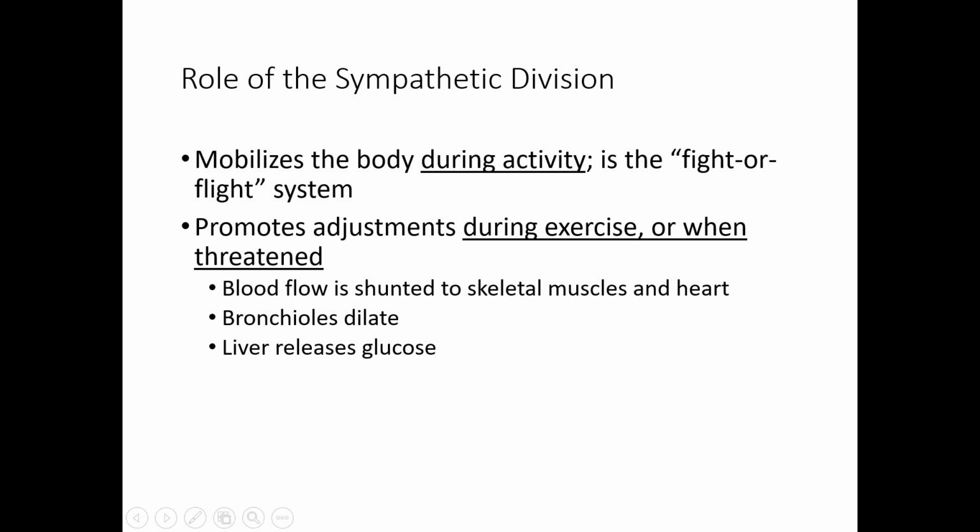Heart rate increases, blood pressure increases. Bronchioles in the lungs dilate to get more oxygen for the muscles. Liver releases glucose to deliver more energy, glucose for the muscles.